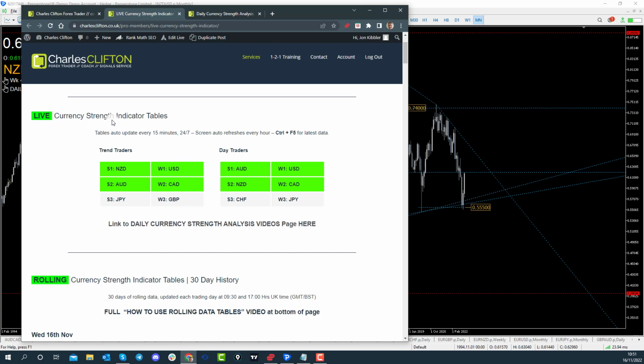Here you can see we have the live currency strength indicator tables in front of us. We have the trend traders table and the day traders table. These are showing the same studies but just on different time frames. So our trend traders is our higher time frame and the day traders is our lower time frame. You can see here some of the currencies are highlighted in green. That is showing us that there is confluence between the two trading time frames, and that's where we'll be focusing our attention in these videos.